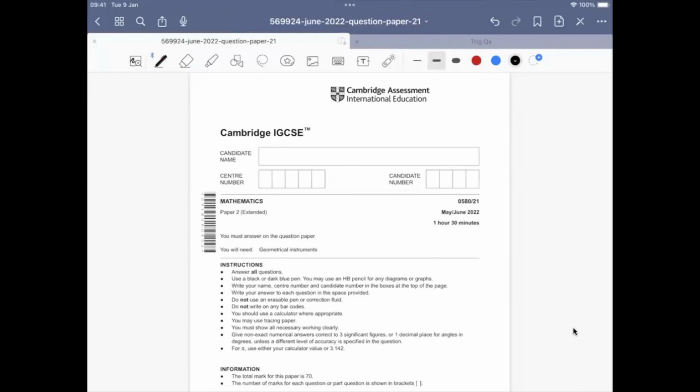Tutor Jane here, and today I've decided to go through a maths past paper, specifically the Cambridge International GCSE series. This is paper 2 in particular, from the May-June 2022 series. I'm doing this because it was requested. And yeah, I'm going to go through this at my own pace.